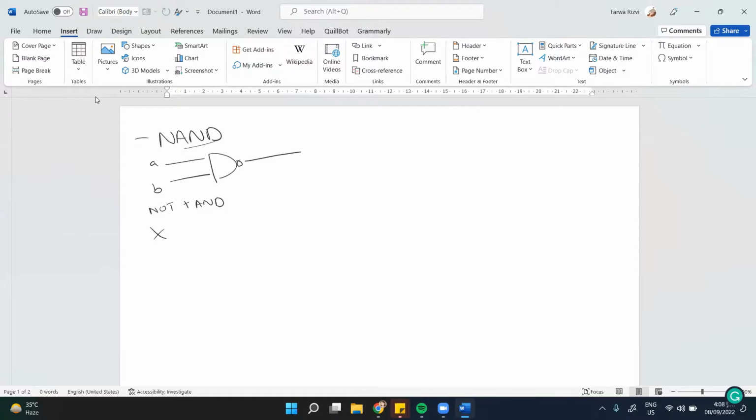And the expression for this, X, is A dot B, with a big bar over it. The bar on top.